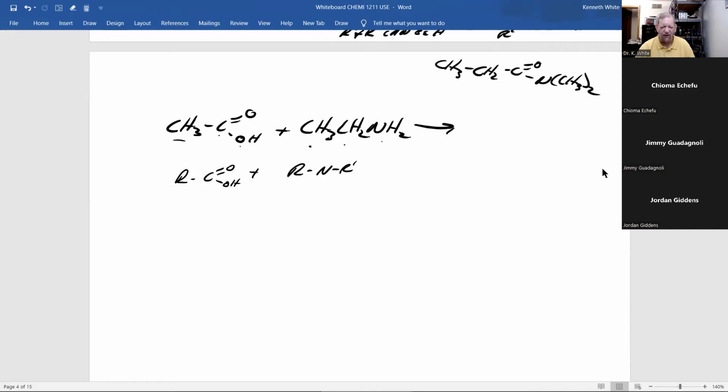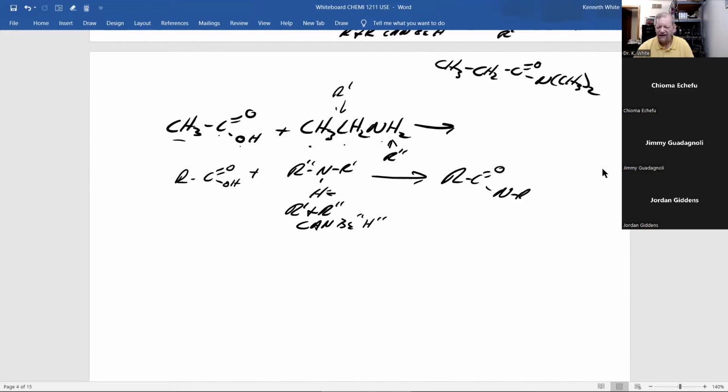But I could write it this way, where R prime and R double prime can be both or one or none hydrogen. In this case, I can say that's R prime, and one of these hydrogens is R double prime, and the other one is this hydrogen. And when you react that, what do you get? An amide.